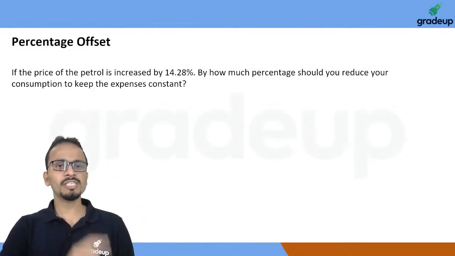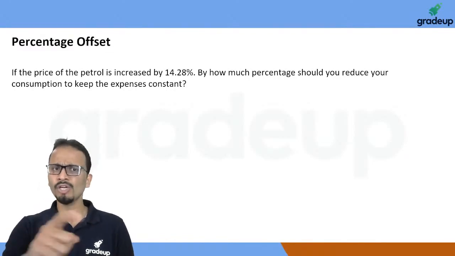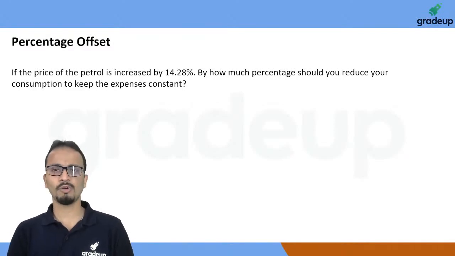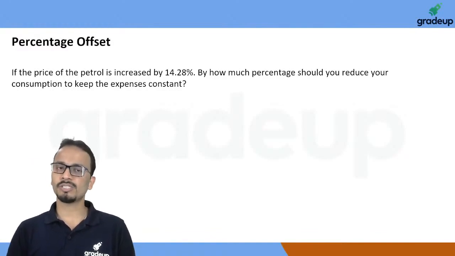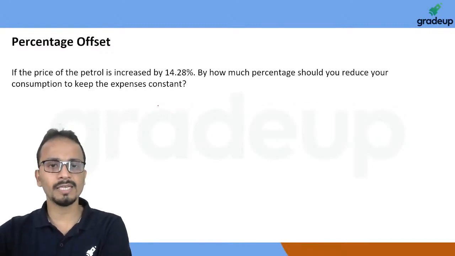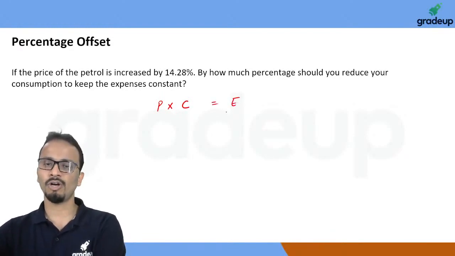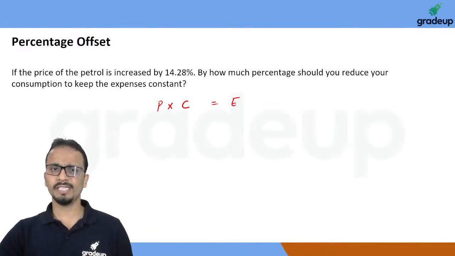Now this question is talking in the same direction. Here the price of petrol is increased by 14.28 percentage, so we obviously have to reduce our consumption because the expenses are constant. How do we approach such cases? We know the relation: price into consumption is equal to expenditure.